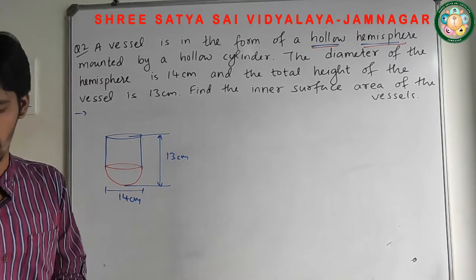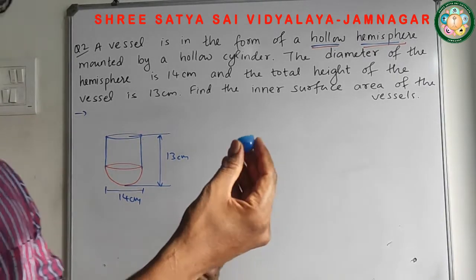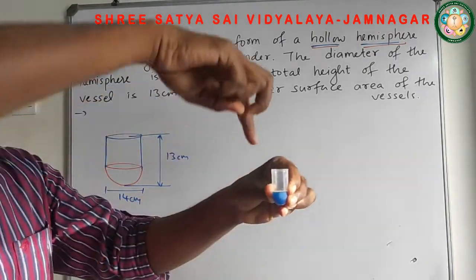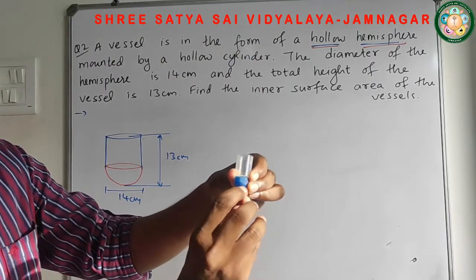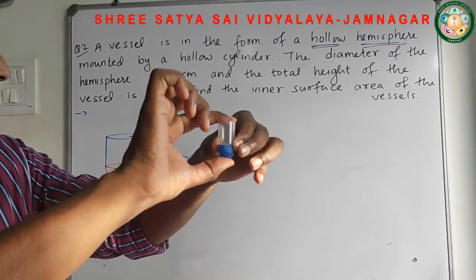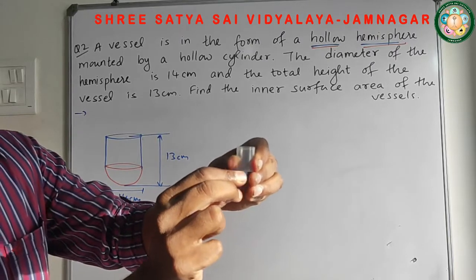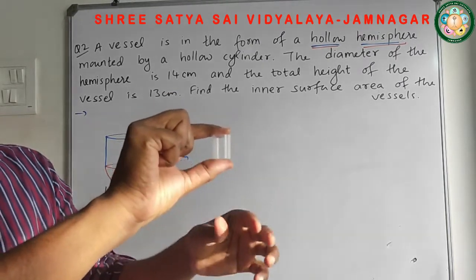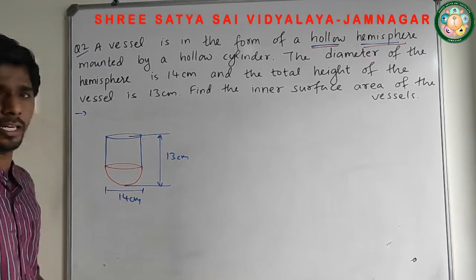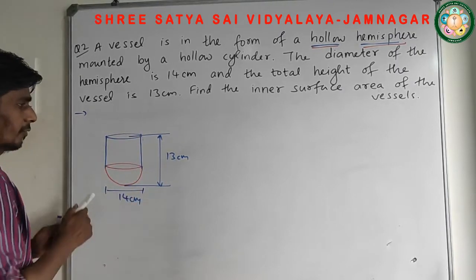Actually this arrangement is what? Let me show you practically. This is a cylinder. This is a hemisphere. So the cylinder is kept on top of the hemisphere, and both are hollow. We have to find out its inner surface. So this is the hemisphere and cylinder. Now the total height here is 13. I have to remove the height of the hemisphere to get the height of the cylinder.